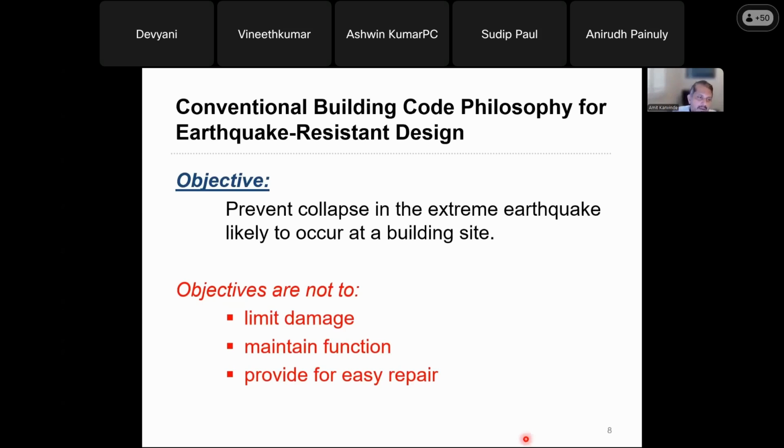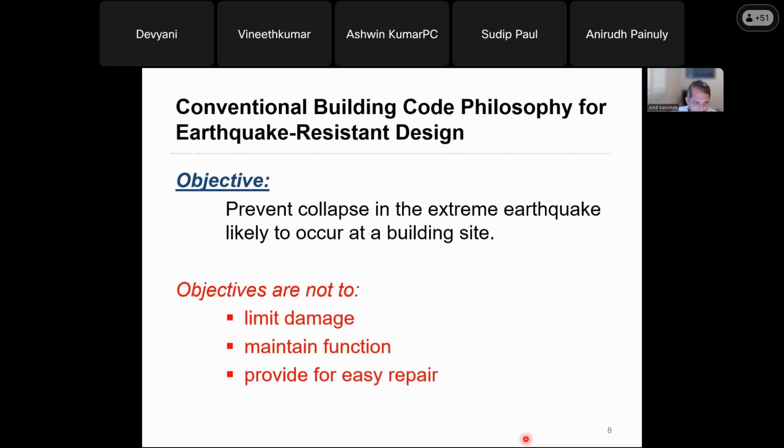Okay, and the idea there is that some of these other objectives are performance objectives, such as damage, function, and so forth, really are in some ways, I would say, economic objectives, and owners can decide whether they want to meet those. In fact, if you want to do that, sometimes it can get really expensive to meet those objectives. And so we want to prevent collapse. Okay, so that's really the main focus, which I want to talk about.